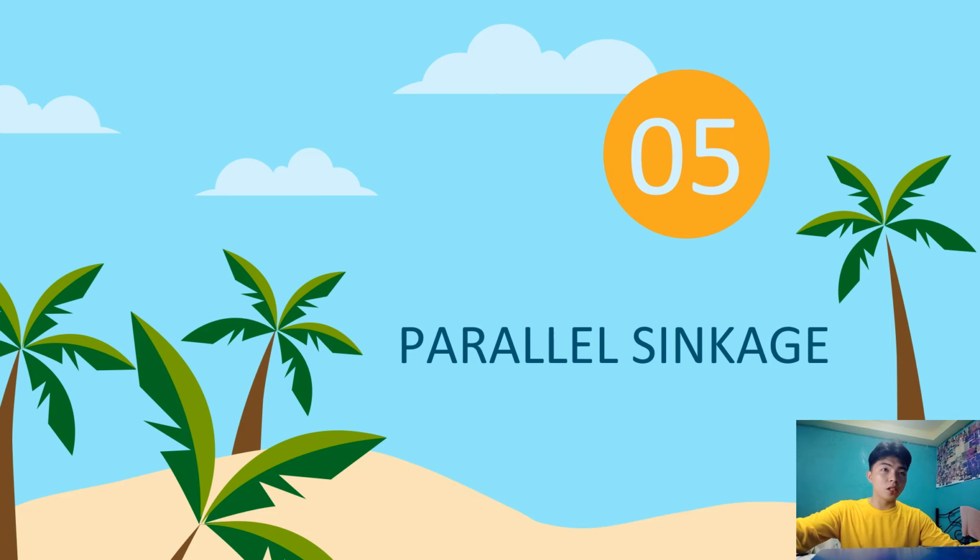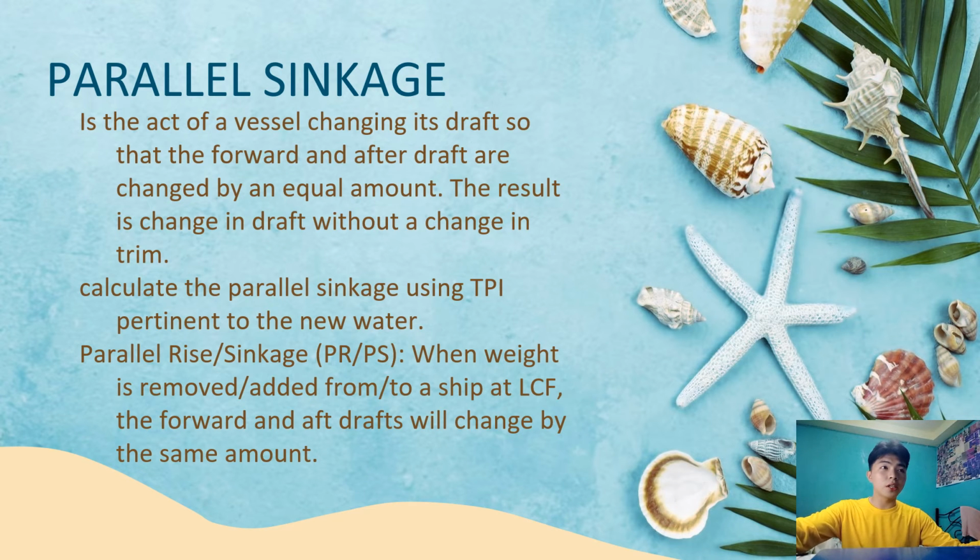The parallel sinkage, which is the fifth and the last. Parallel sinkage is the act of the vessel changing its draft, so the forward and after drafts are changed by an equal amount. The result is a change in draft without any change in trim.